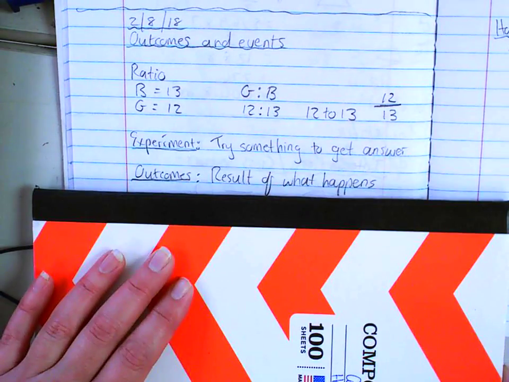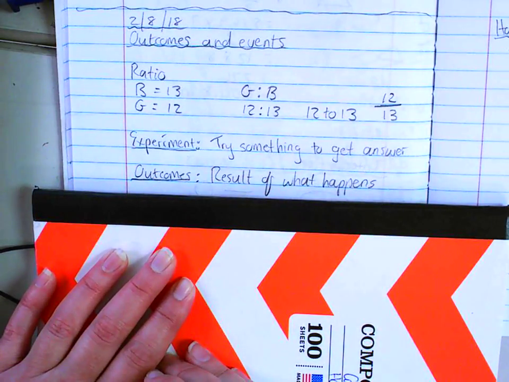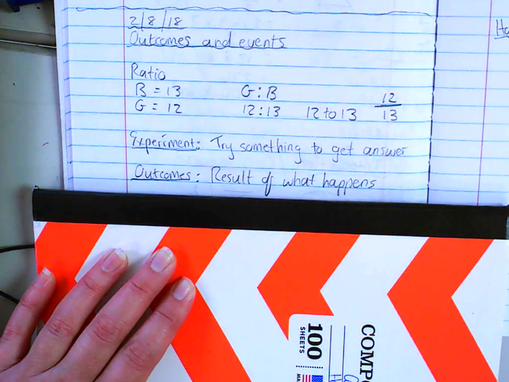The next word is outcomes. Outcomes is the result of what happens. So I can throw the dime and then it's heads and I can write down heads. And I throw the dime again and it's heads again and I can write down heads. And I throw the dime and it's tails and I write down tails. So writing down heads, heads, tails would be the outcomes. My outcomes were heads, heads, tails.